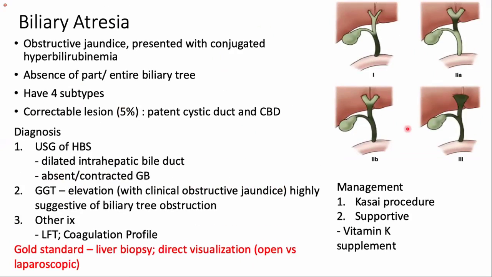Firstly, for biliary atresia, it is the most important differential diagnosis to rule out if you have a child with prolonged jaundice. If you have a child with prolonged jaundice more than 14 days of life, you need to rule out biliary atresia. So this is the most important.